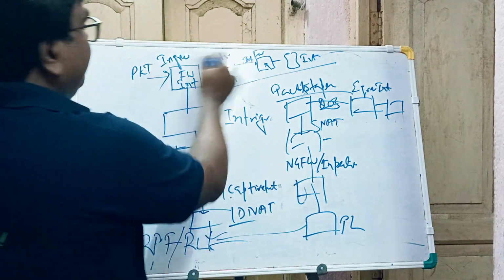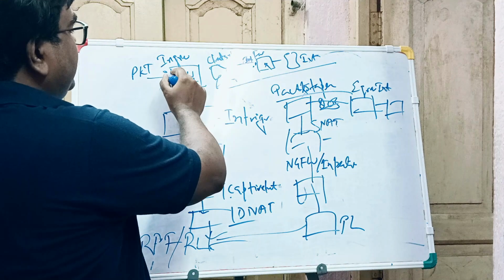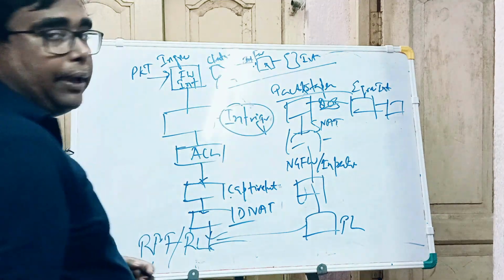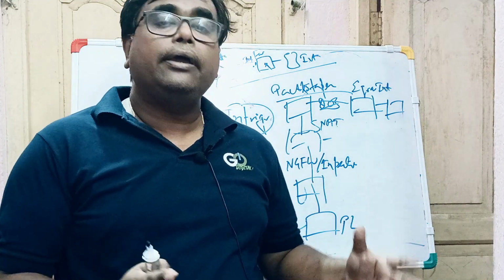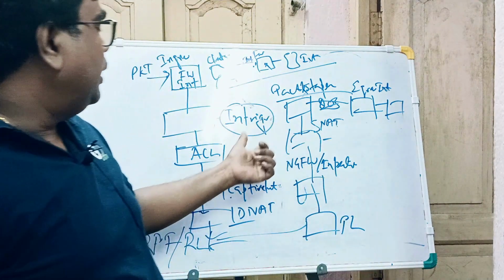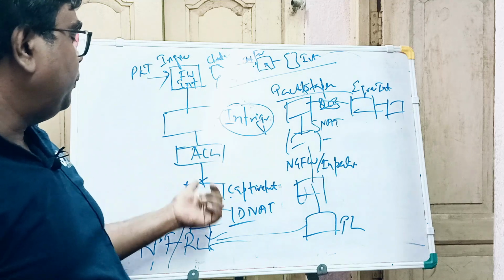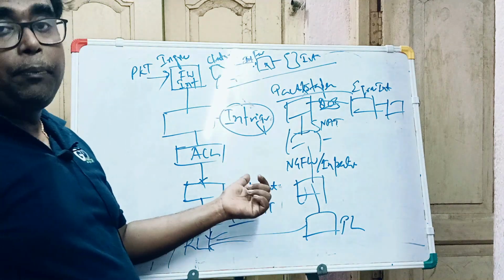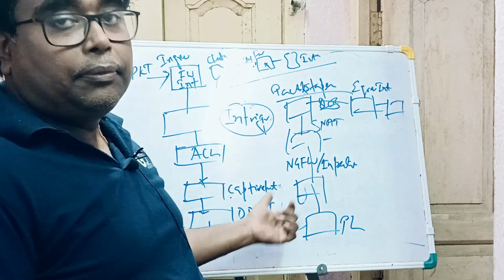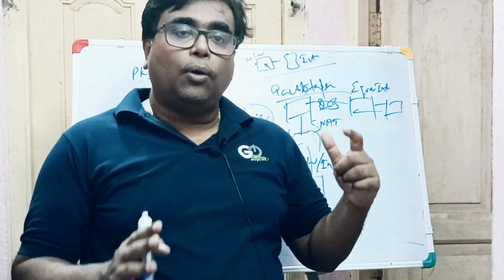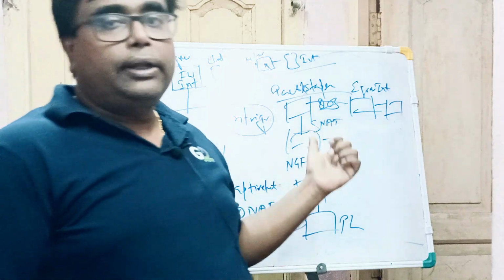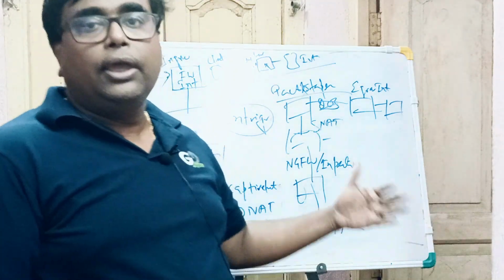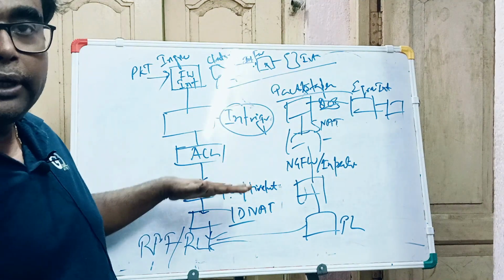Now what happens after traffic reaches this ingress interface? First, the integrity check of the packet will be done. As I already told, integrity is the header of the packet. After the header check, the packet goes to the ACL, and then the captive portal and DNAT section. Both are optional. Not every packet requires captive portal or DNAT to forward the traffic, so this is optional.